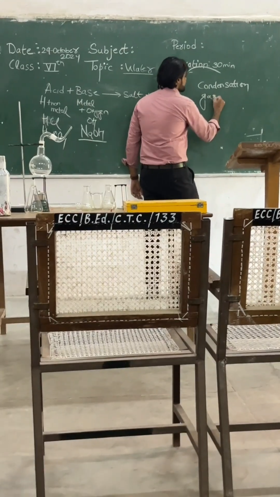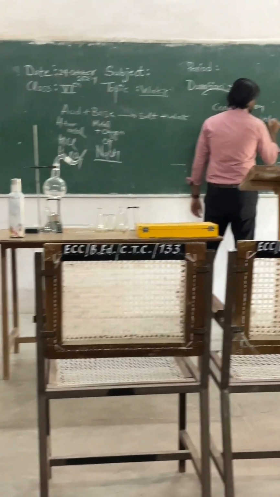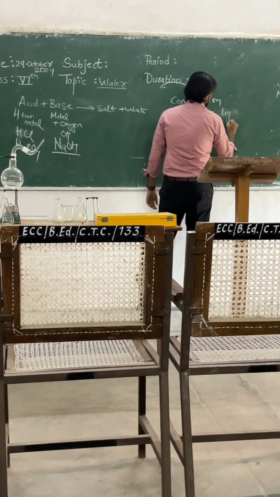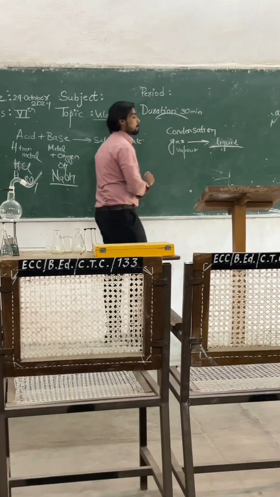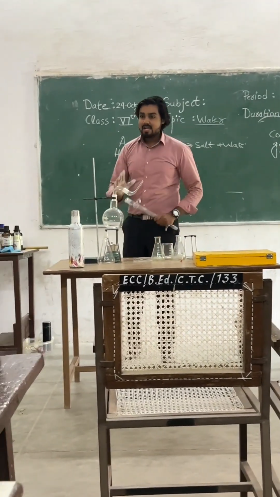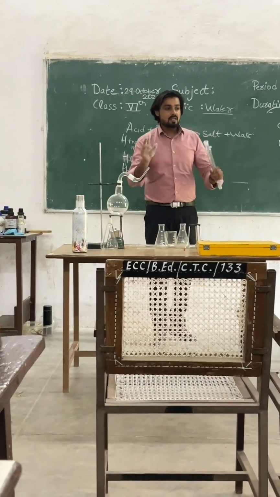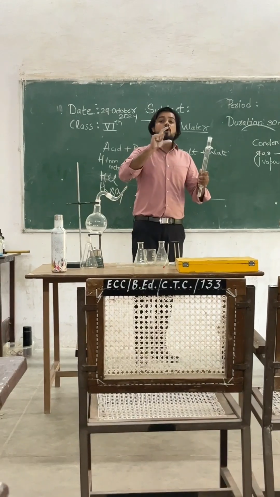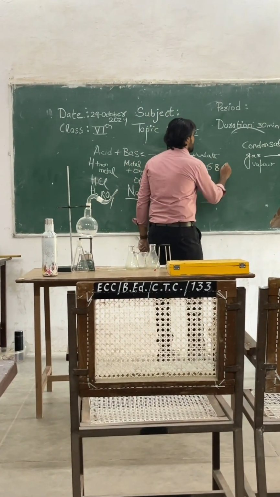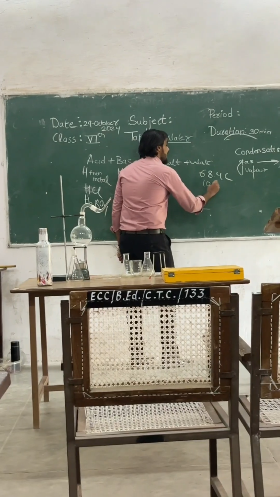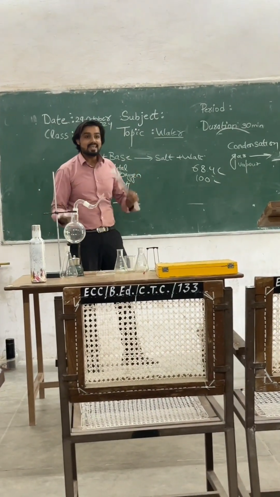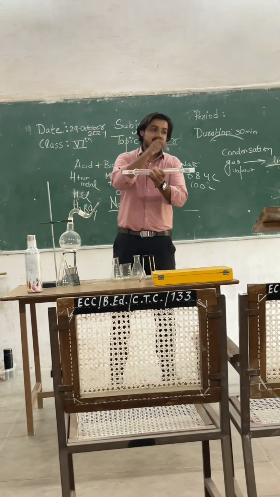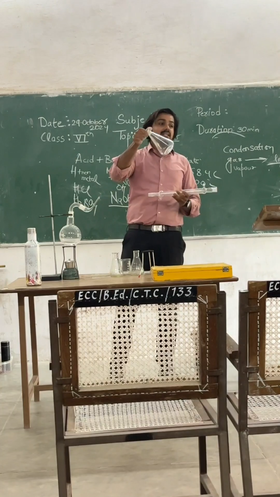That is, a gas is directly converted into vapor. Gas or vapor is converted into liquid. So, I am going to separate a mixture of two miscible liquids, methanol and water. Since the boiling point of methanol is 68.4 degrees Celsius and that of water is 100 degrees Celsius, due to the differential heating, the vapors of methanol are going to be produced first. Then I am going to condense them and collect them in the conical flask.